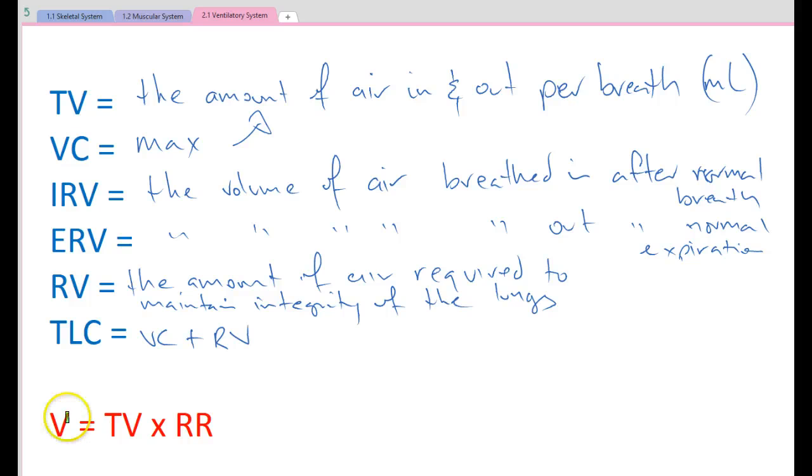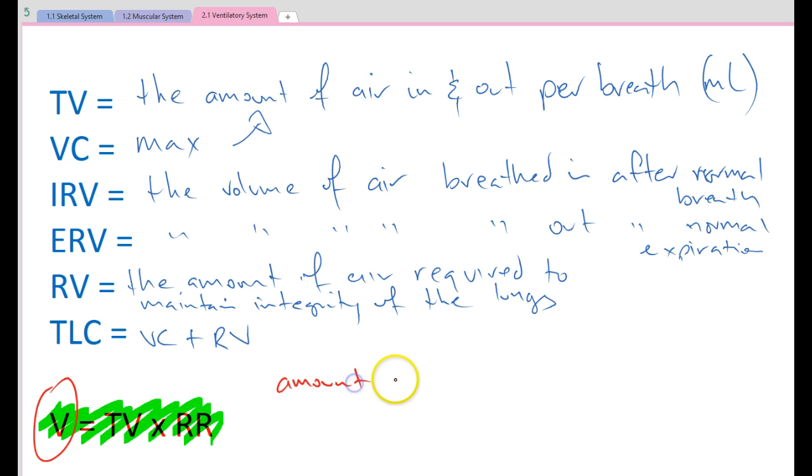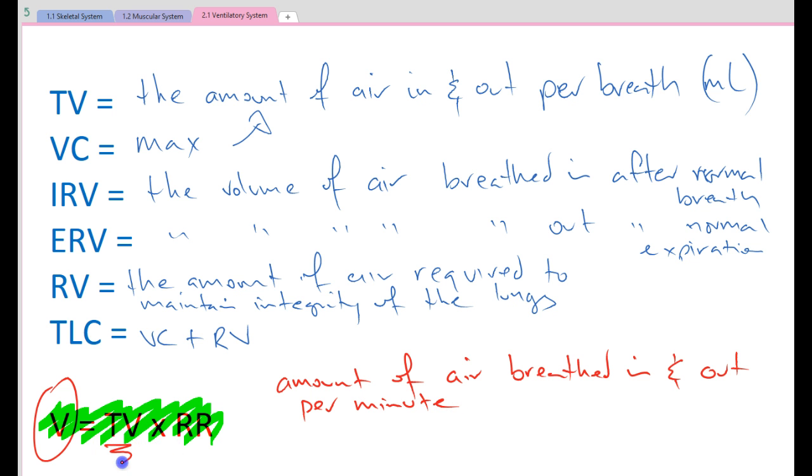A very important relationship for us to know is that ventilation here, which is the amount of air breathed in and out per minute, equals tidal volume, or average tidal volume, so the amount that we breathe in and out per breath, times our respiratory rate, or the number of times we breathe per minute.